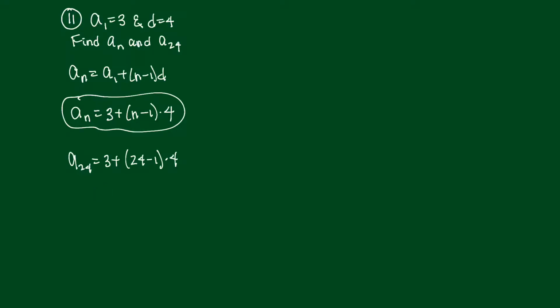Now we'll compute here, so I'll get a sub 24 is 3 plus, this is 23 times 4. So this is 3 plus, now this is 12, looks like 92. So I'm going to claim now that the 24th term is 95.